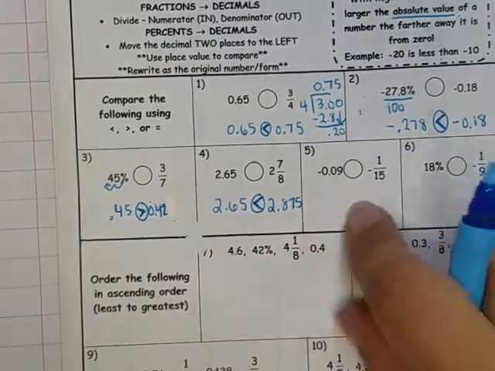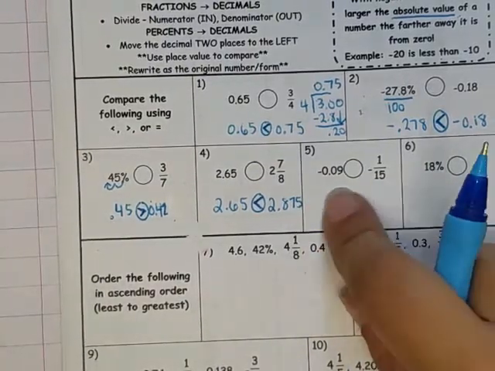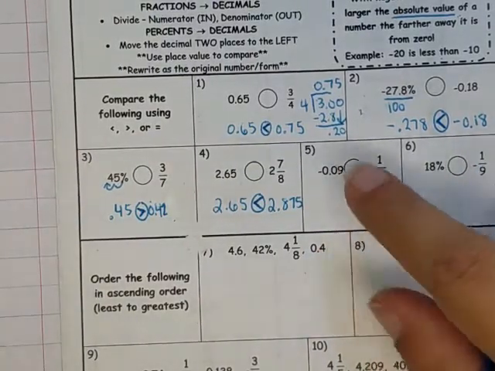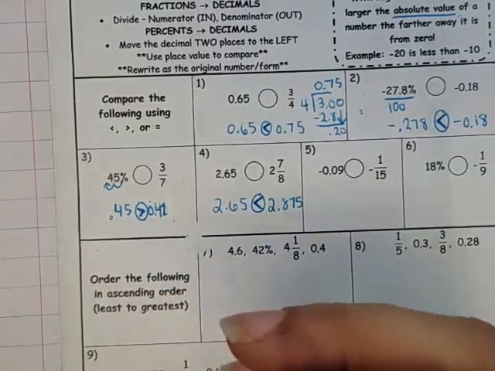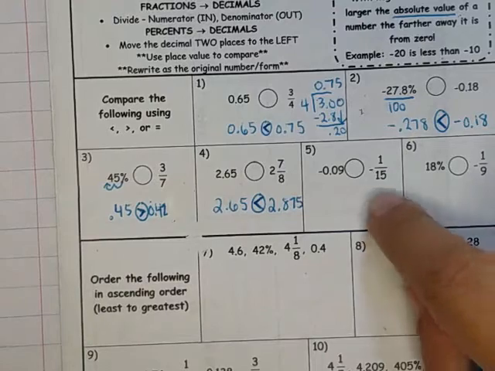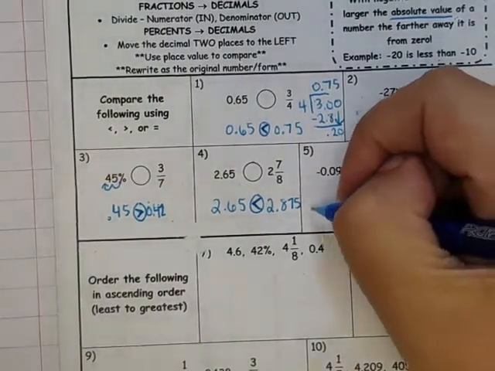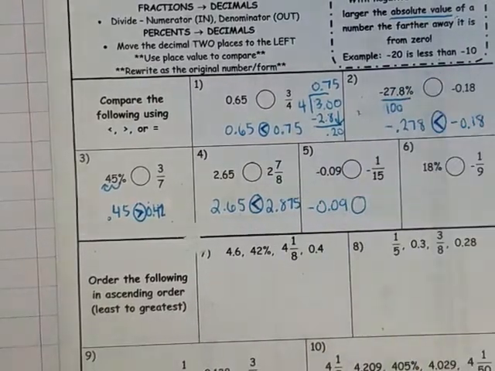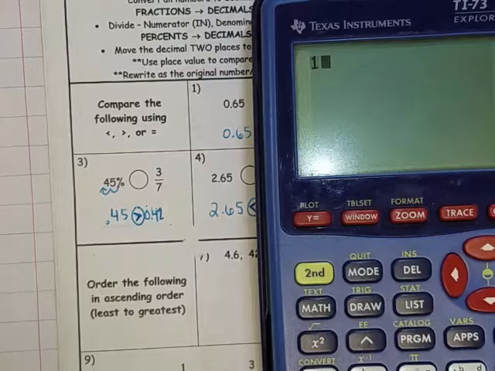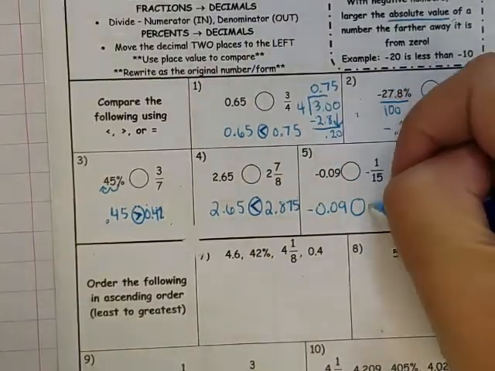Okay. All right, now we've got some decimals and then some fractions, and they're negative. So remember, the further left something is, so the bigger the absolute value of the negative, the smaller the number is. And let's go ahead and do 1 divided by 15. And again, just for sake of time, I'm going to use a calculator. So 1 divided by 15 is 0.06 repeating.